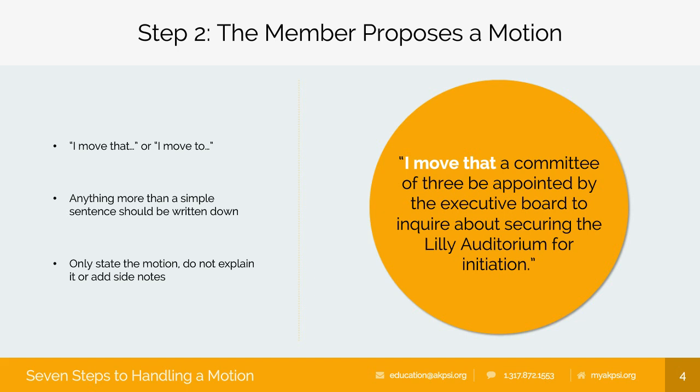After you've written it down, you should give it to both the secretary and chair of the meeting so they can write it verbatim into the meeting minutes and read it out loud verbatim to the Assembly. At this time, there should be no explanations or side notes, only stating the motion. There will be an opportunity to explain the motion later.